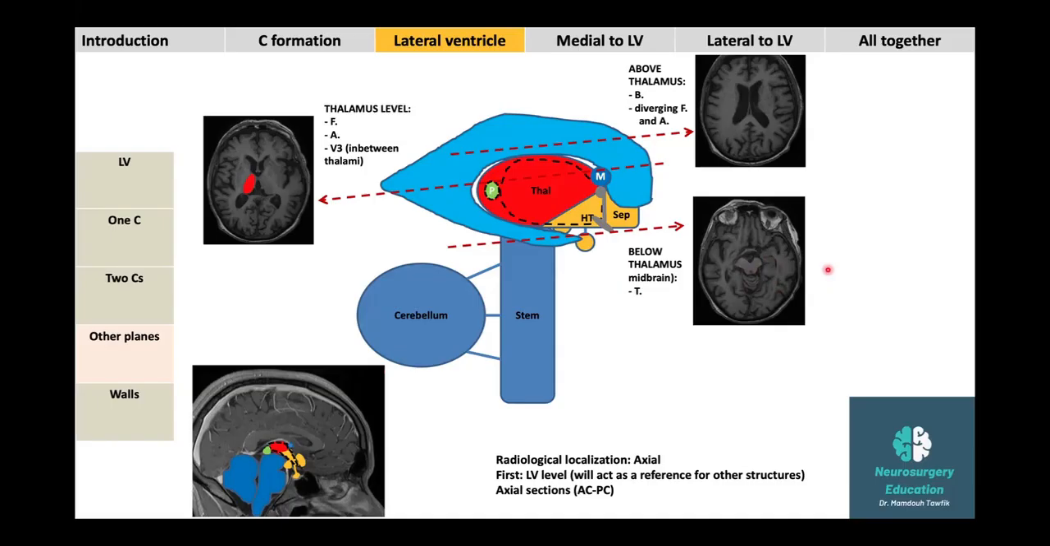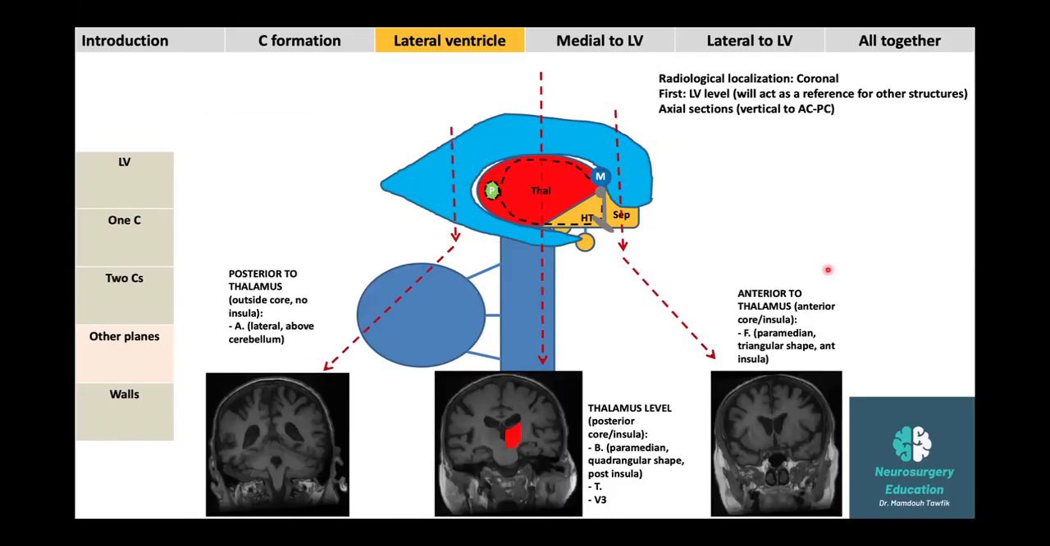So now if I give you a coronal cut, can you identify these horns also? If you have a coronal cut passing through the thalamus, which horns will be included? The body and the temporal horn. Very good. So you see here in red, this is the thalamus. Above it, this is the body. And here is a very, very small temporal horn right here.